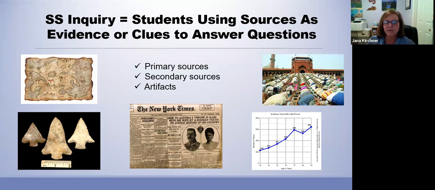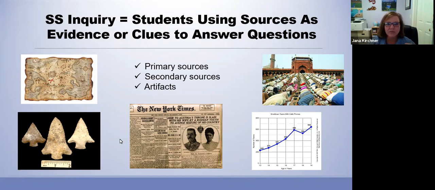And I would say for new teachers, start small. Start with a question for a lesson and an assessment at the end that uses one source and practices one strategy, and build from there. So the key, as we think about inquiry in social studies, is students using sources like evidence. It's almost like thinking like a detective or an archaeologist.